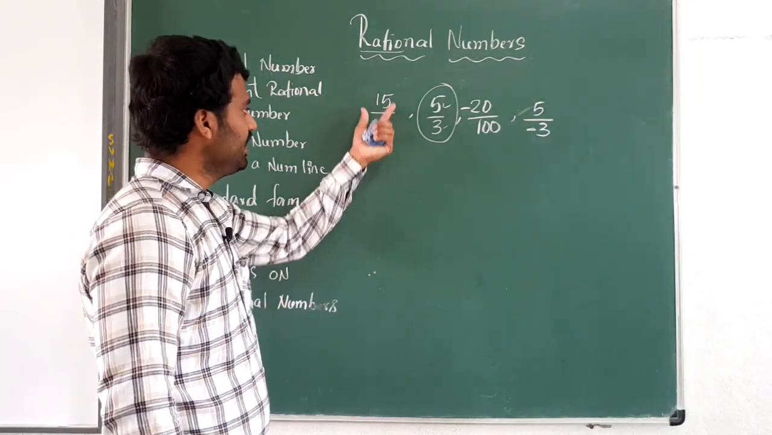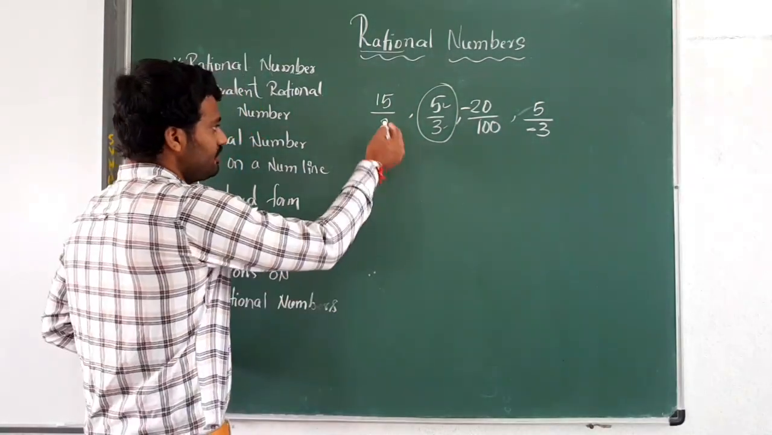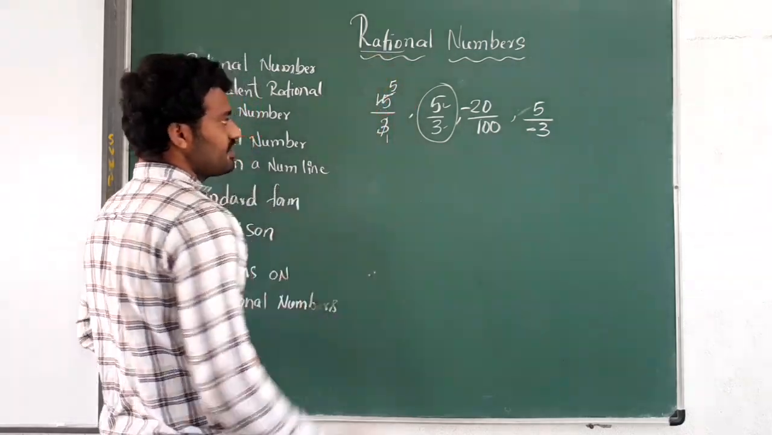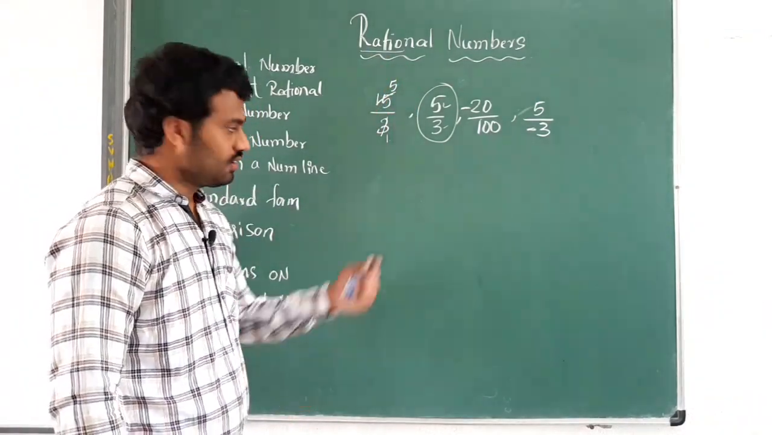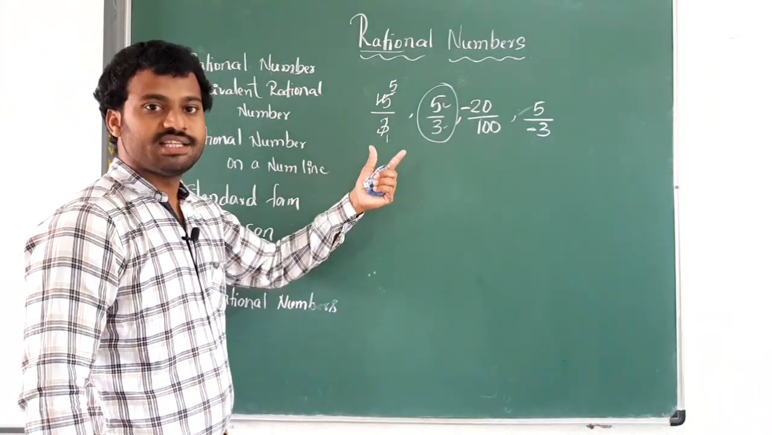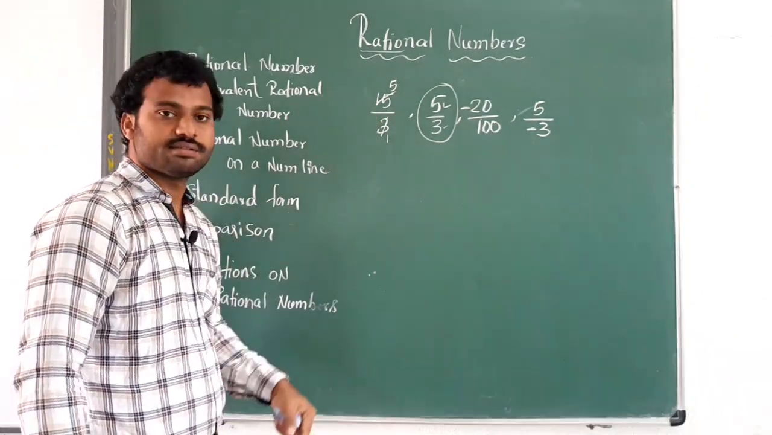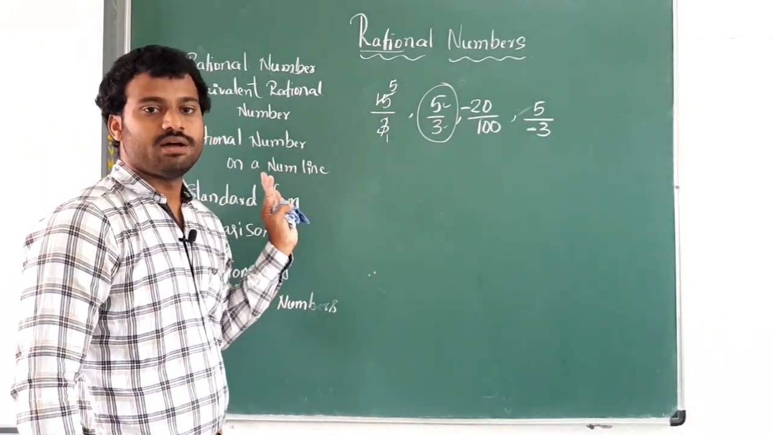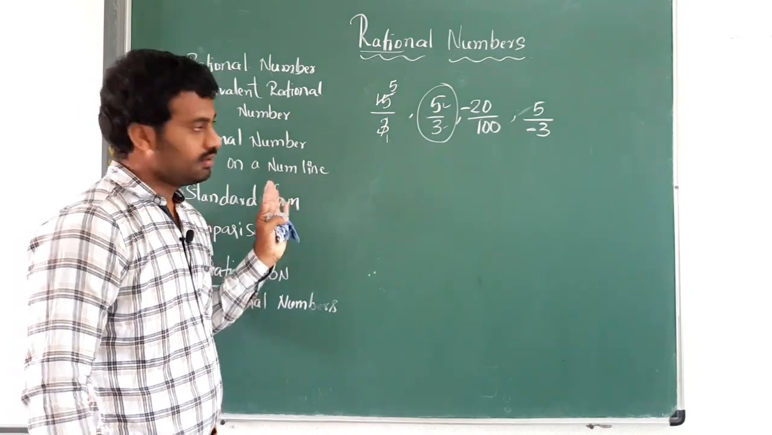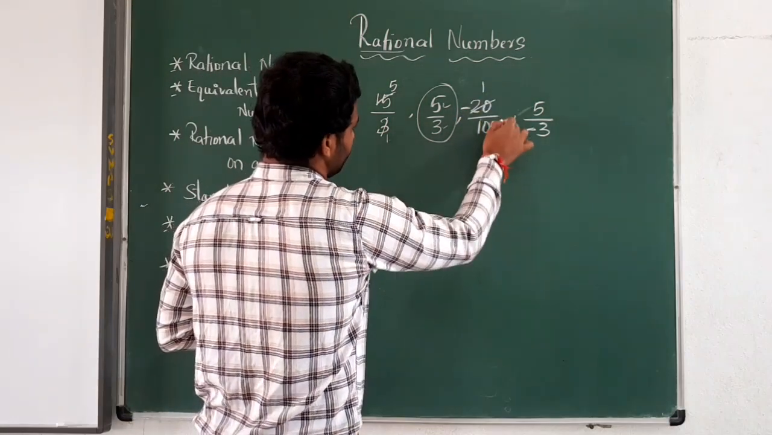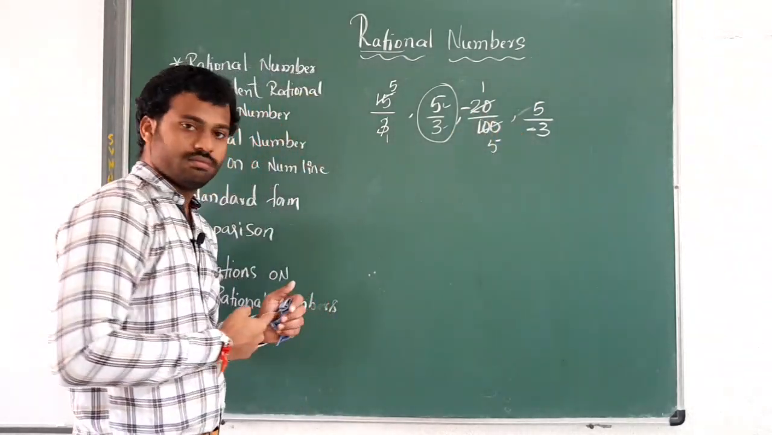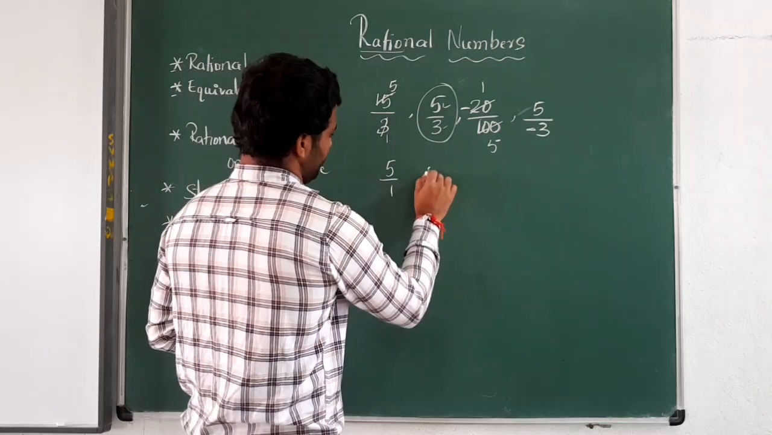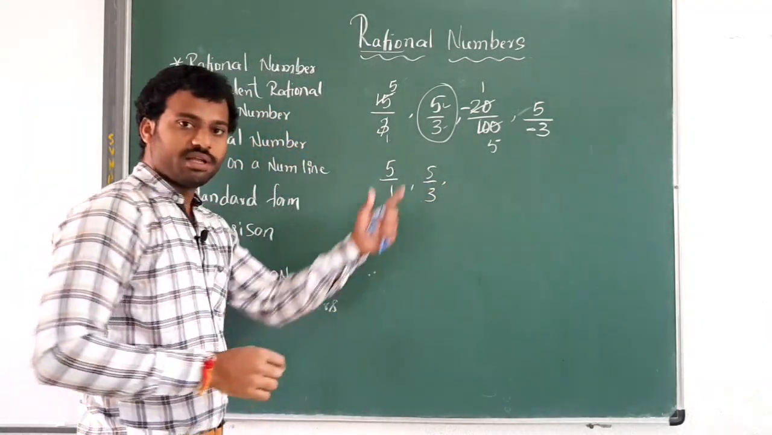Clear? But when it comes to this one, 3 ones are 3, 3 fives are 15. This one is not in the standard form. If it is in the standard form, you can't simplify like this. If you are able to simplify, then it is not in the standard one. Is it clear? Even here also. 5/1 is the standard form. This number is itself a standard form.